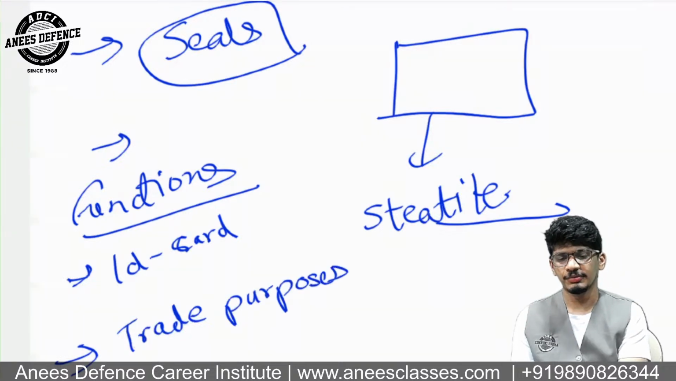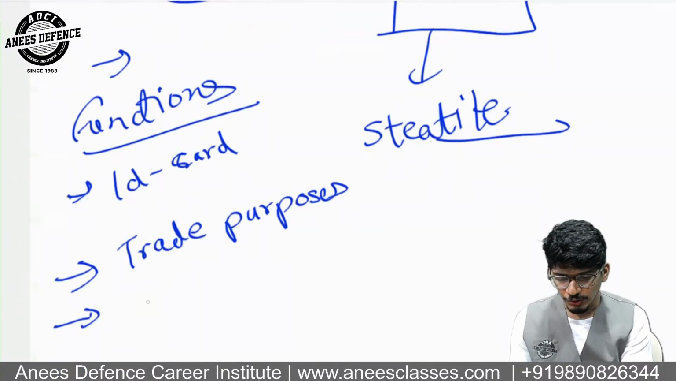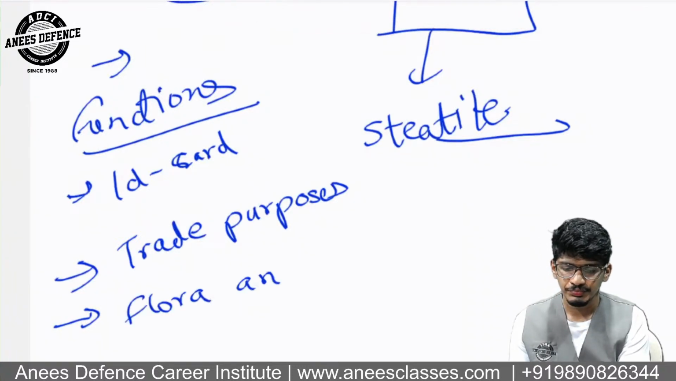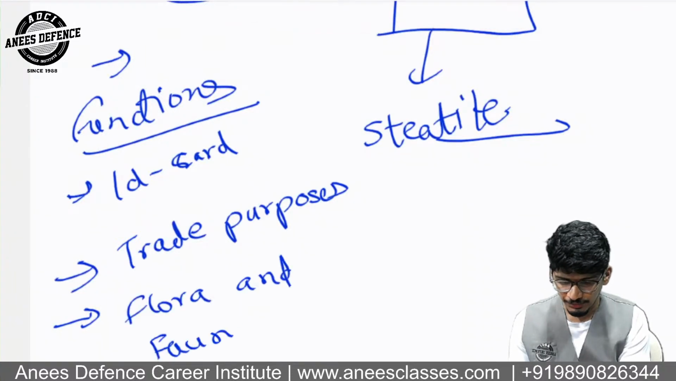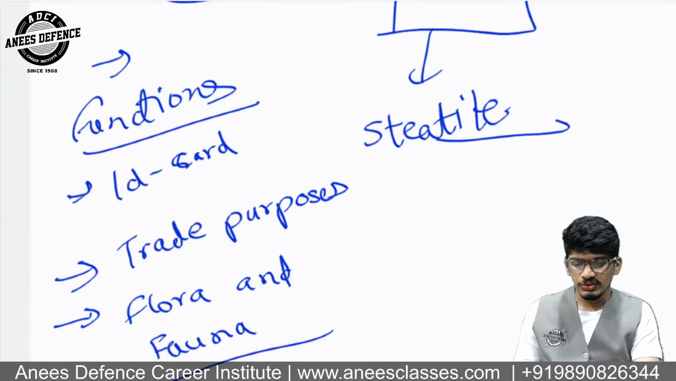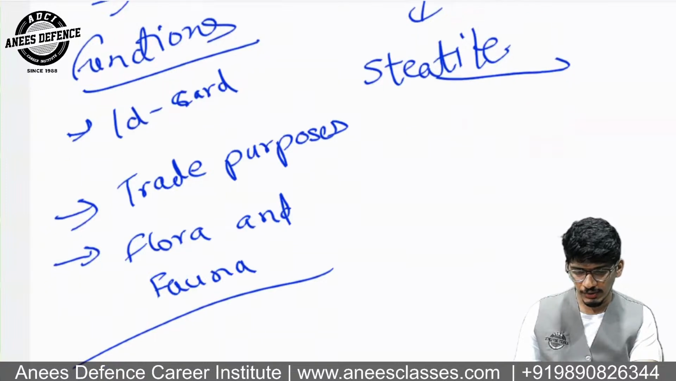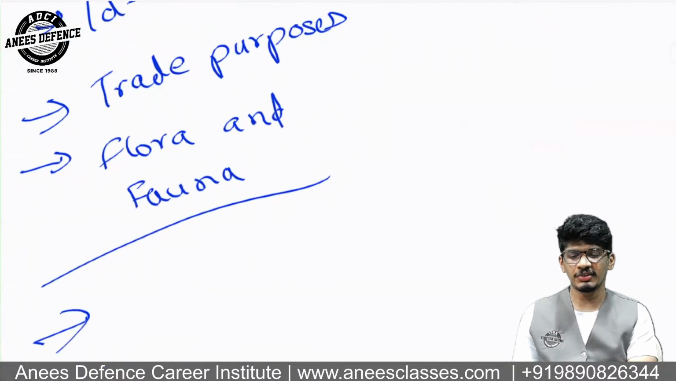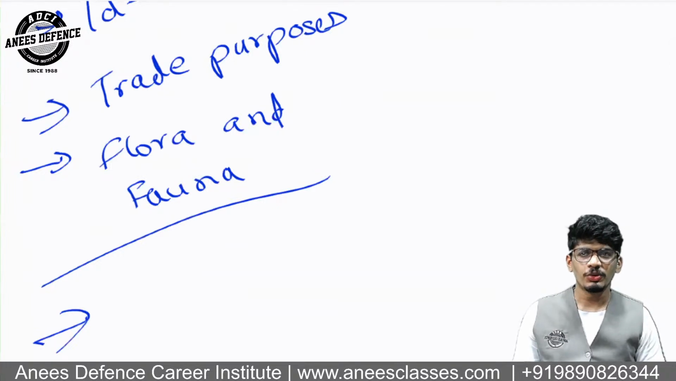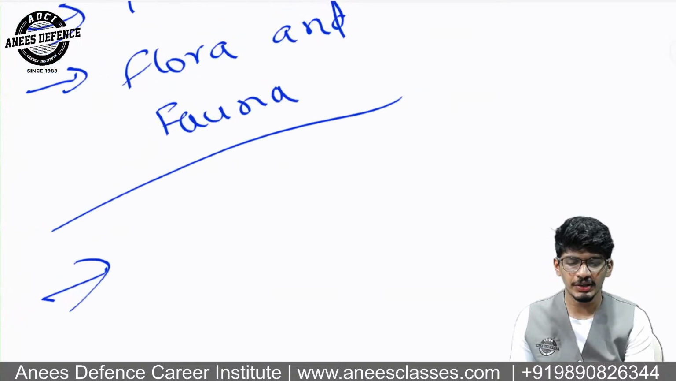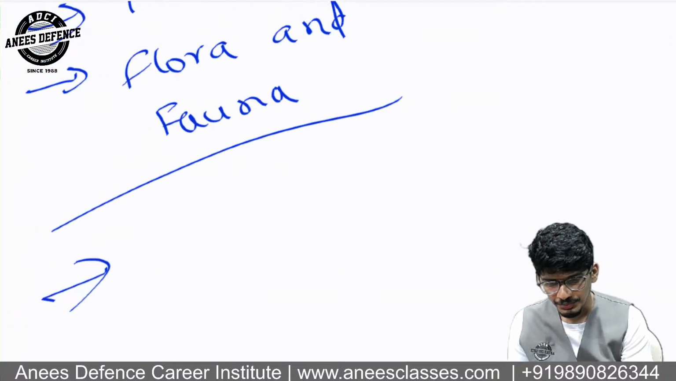Another important thing is that the seal also shows the flora and fauna of that time. There's a famous seal called the Pashupati seal. Now that seal contains a rhino, and if you've read about the fauna, rhino is present in grasslands, but the present area of Mohenjo-daro is a desert.